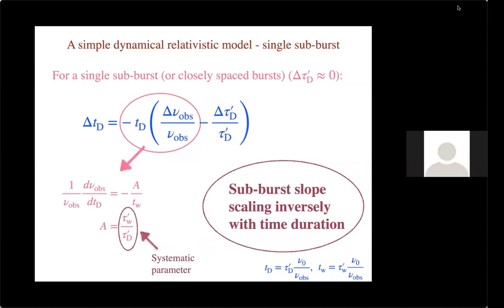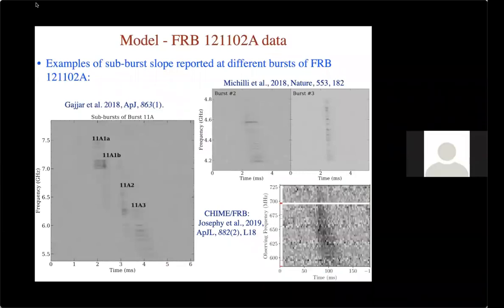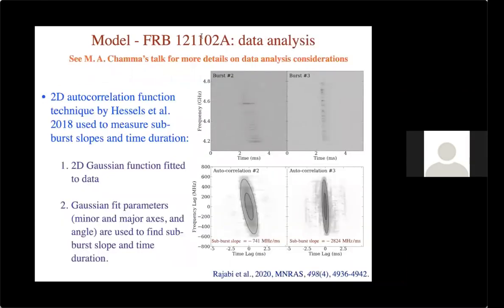So to investigate if this law applies to the FRB data, we have applied this to the FRB 121102A data. Here I'm showing some examples from Gajjar 2018, Michilli and Josephy data. These are some of the data sets that we are using. My colleague Mohammed, whose talk you can see in the next plenary session or the one after, did the data analysis part, so he can answer a lot of questions in that regard.